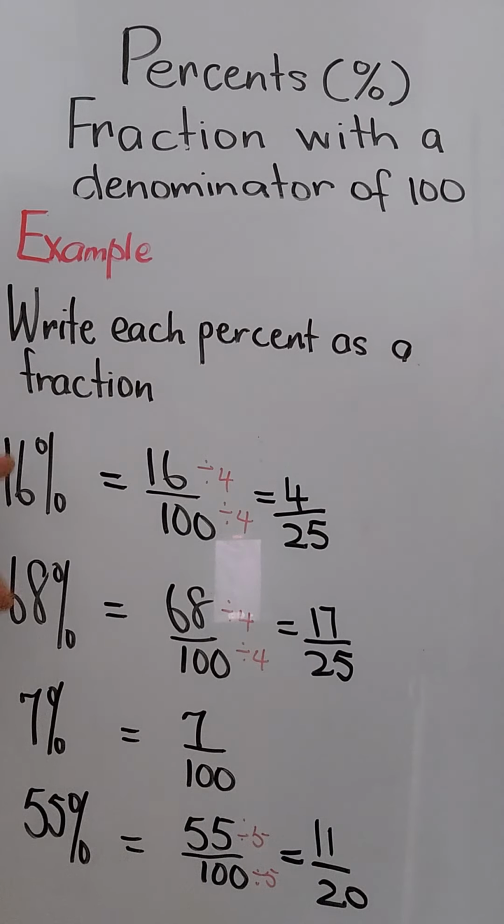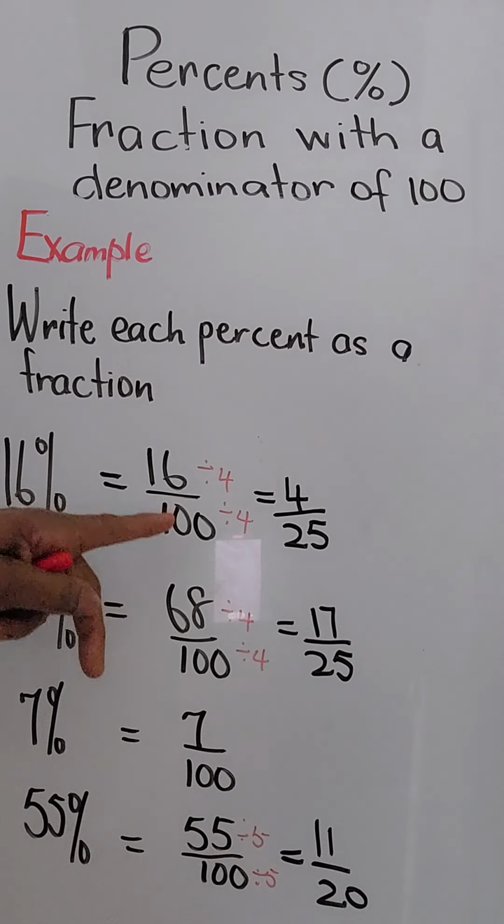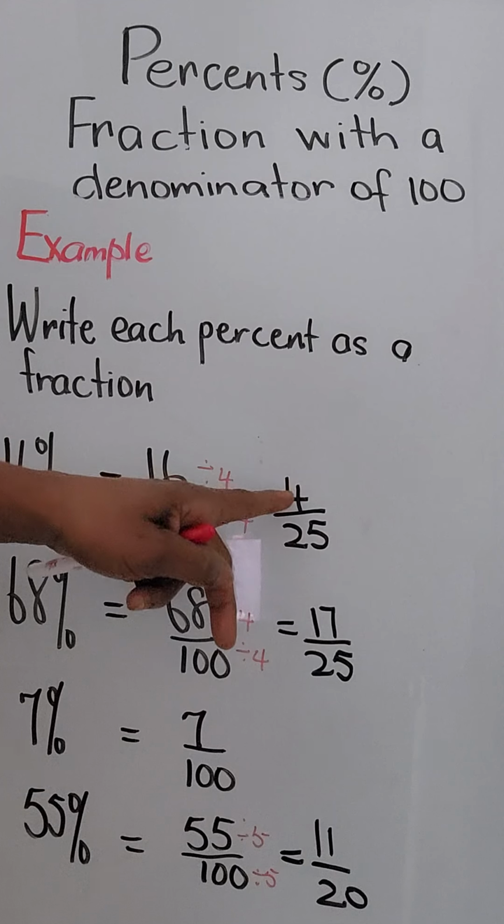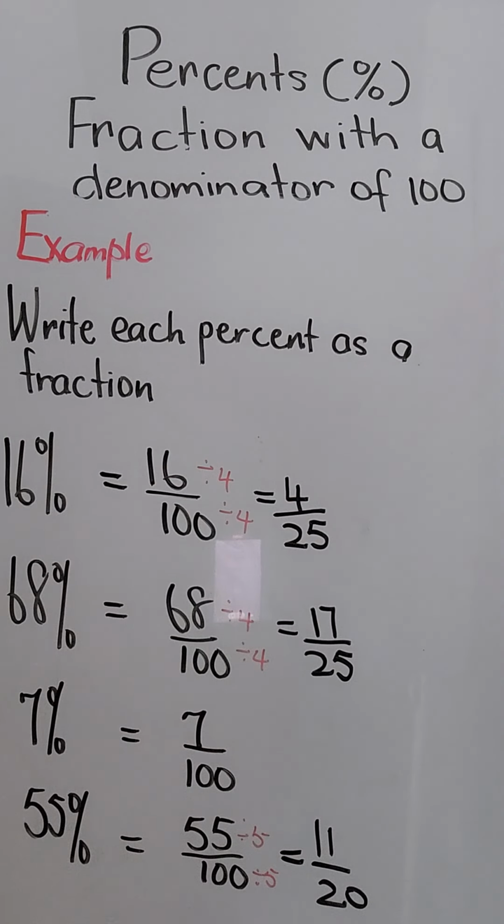So therefore, 16% is equal to 16 over 100, which is equal to 4 over 25. 68%, 68 over 100, 17 over 25. 7%, 7 over 100. 55%, 55 over 100, 11 over 20.